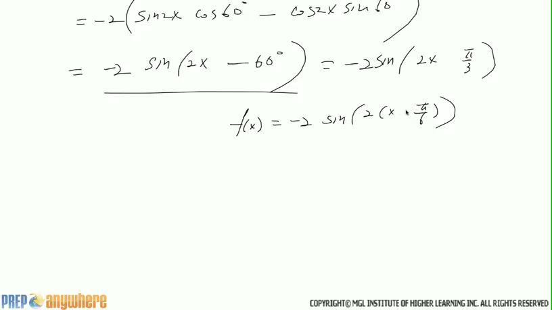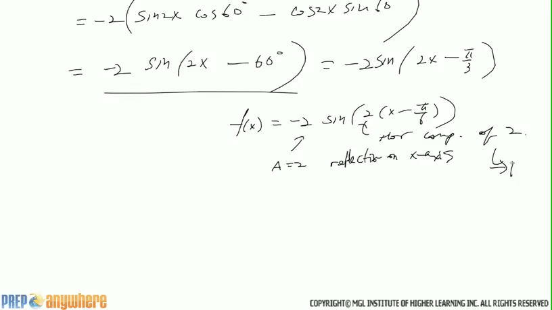That's my mistake. Should be negative. Okay. So this has an amplitude of 2. It's got a reflection on the x-axis because it's negative. This 2 right here represents a horizontal compression of 2. So it compresses in, which means the period is equal to pi only, and it's got a horizontal shift of pi over 6, positive.